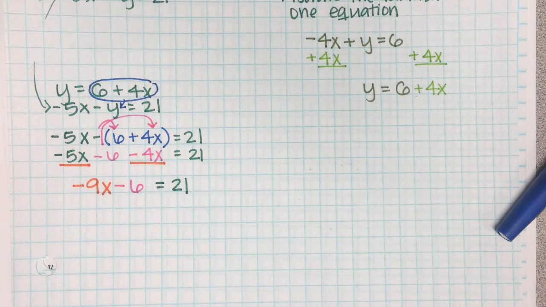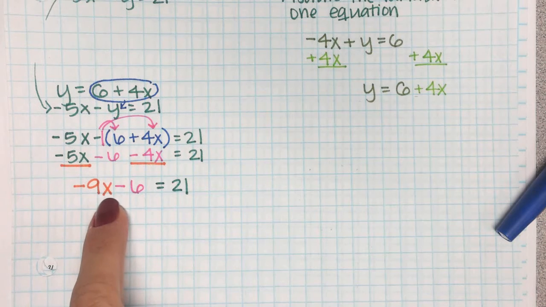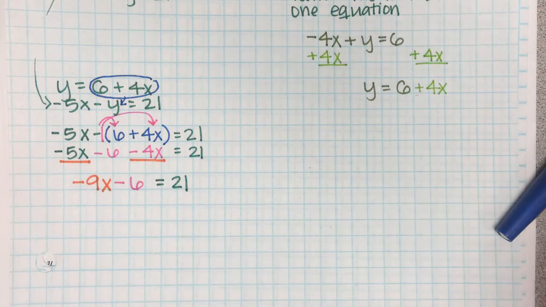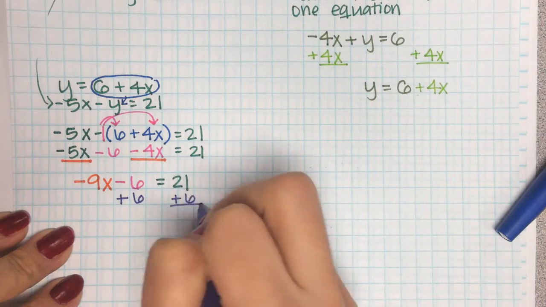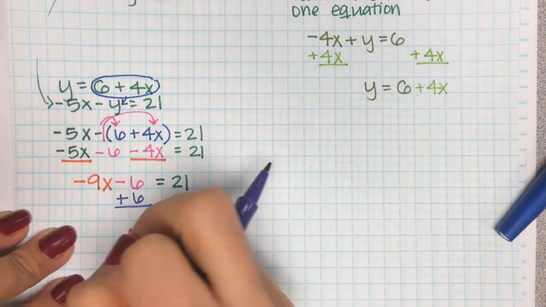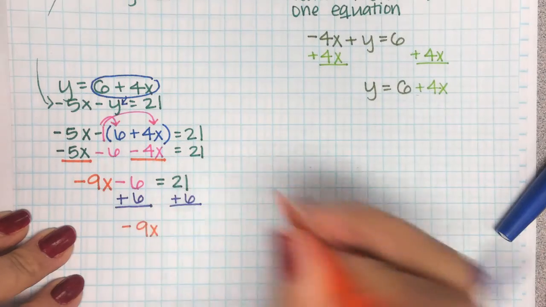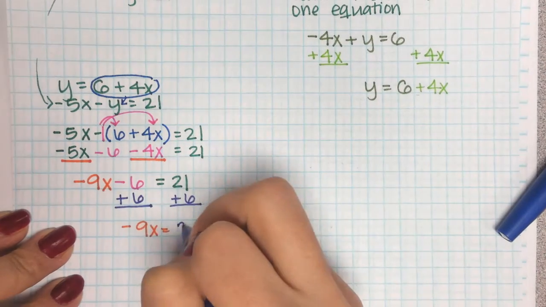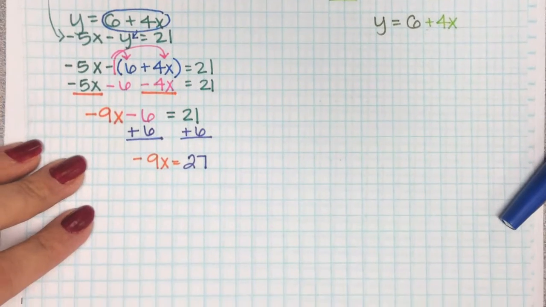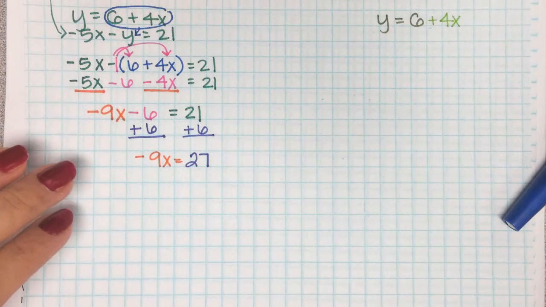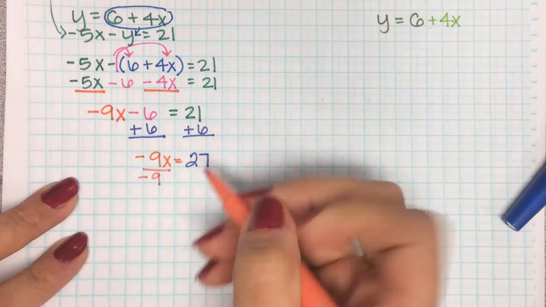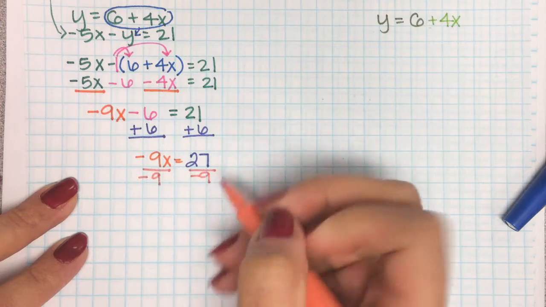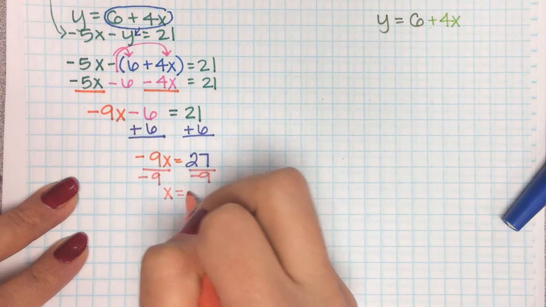Now we have a two-step equation. So we got to get the x completely isolated. So we're going to start by adding 6 to both sides. That's negative 9x equals 27. And lastly, divide by negative 9. So that's x equals negative 3.